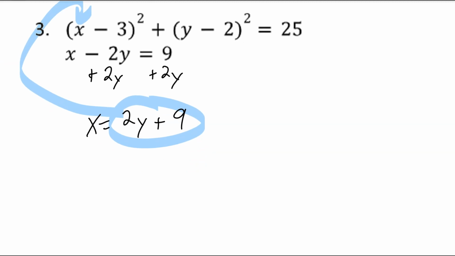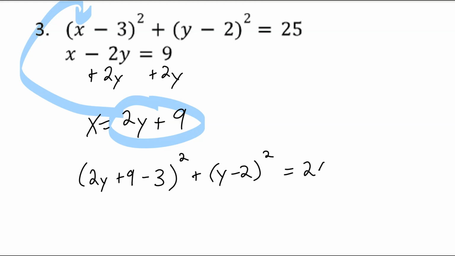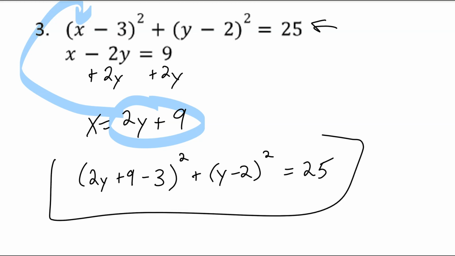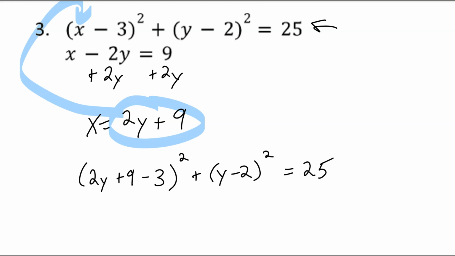at the top there. So I'd rewrite that as (2y plus 9 instead of x) minus 3 squared, plus (y minus 2) squared equals 25. So all I did was rewrite that top equation, but instead of x, I made it 2y plus 9. Now, the whole benefit of that is that in this equation now, there's only one variable, so I should be able to solve it if I simplify a little bit.